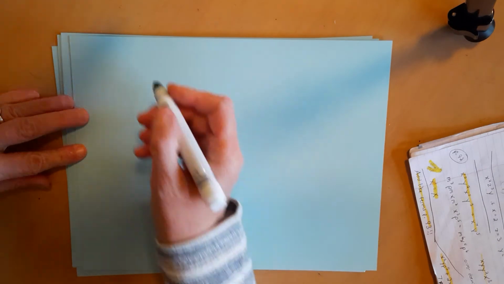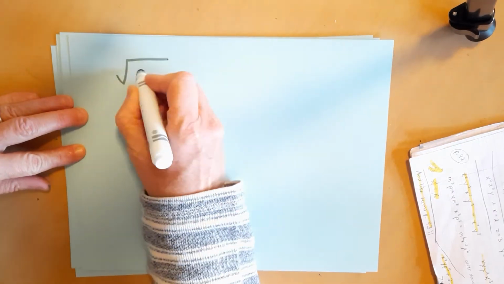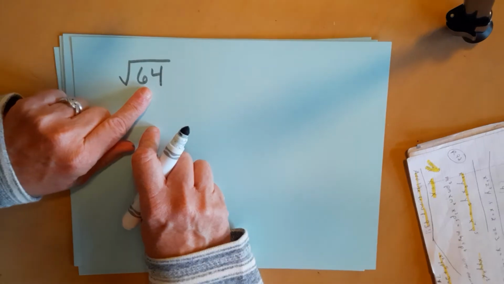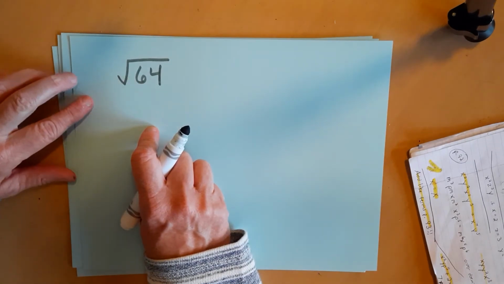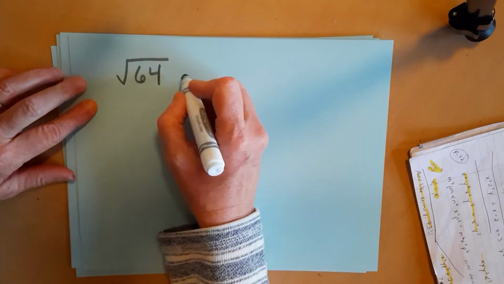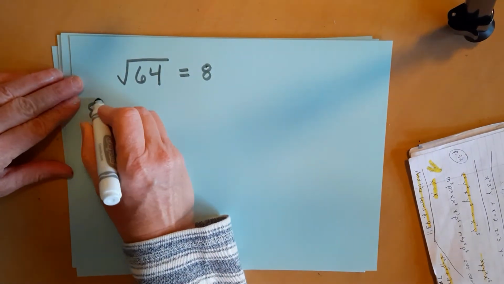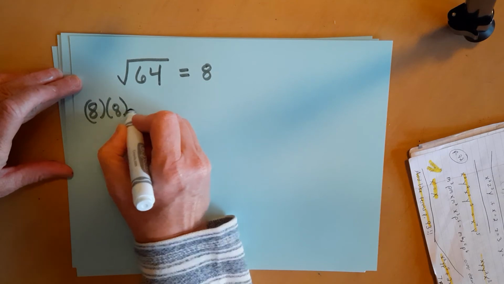Now, when we talk about square roots, which are related to exponents, we get a symbol that looks like this. This is the square root of 64. You have to ask yourself, what times itself equals 64? And that would be 8, because 8 times 8 is 64.